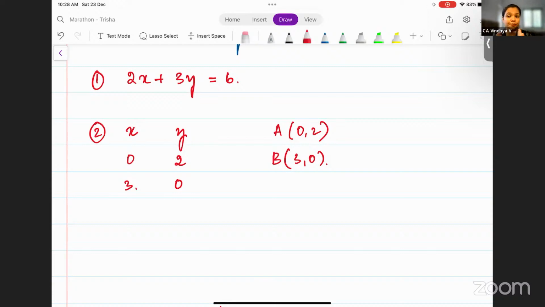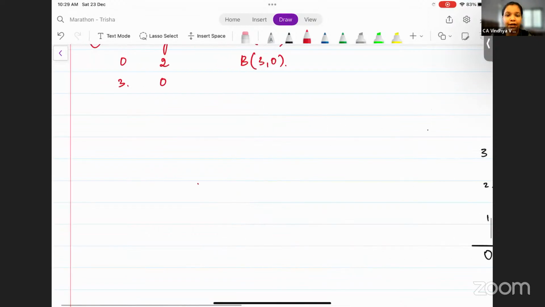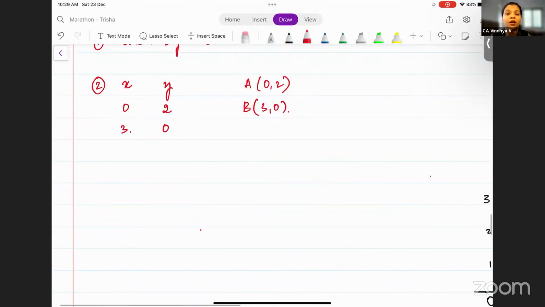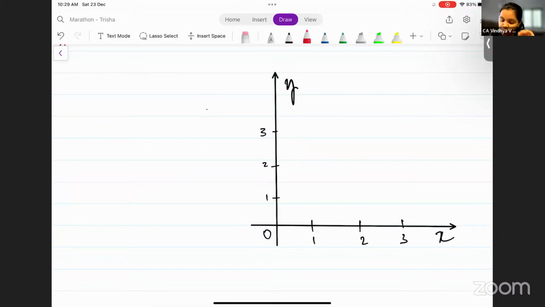Now these 2 coordinates are required to be marked on the graph. Once you mark these coordinates on the graph, you will get a line, and that line represents 2x plus 3y is equal to 6. Now, we have the first point, that is 0, 2, and we have another point, that is 3, 0. For 0, 2, the x value is 0 and the y value is 2, which means we'll mark it on the y-axis.